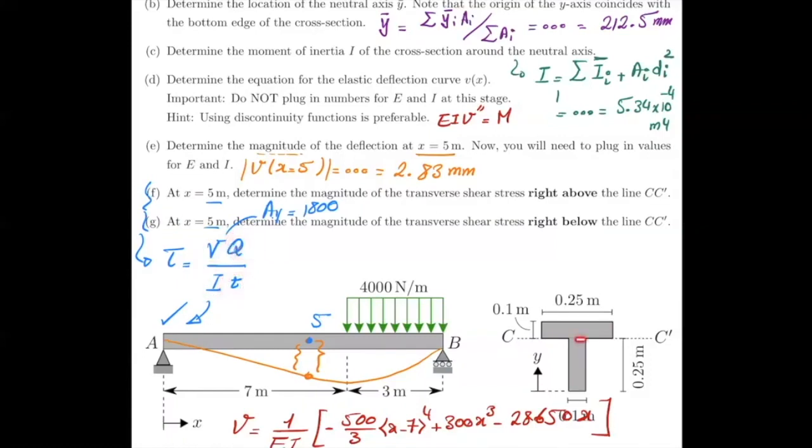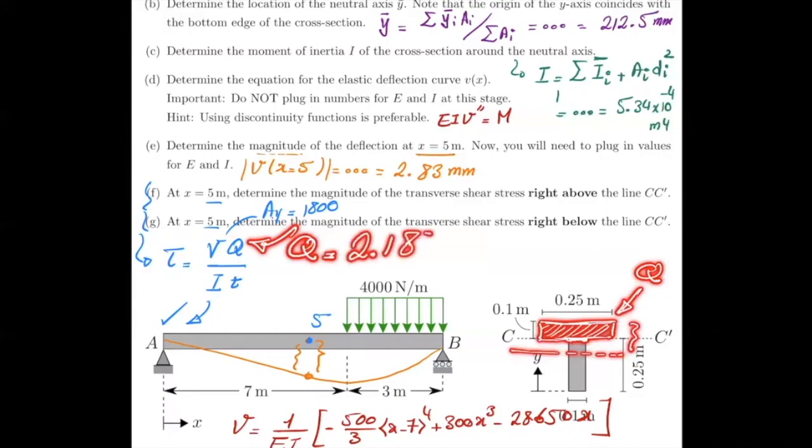Now, if you talk about this line, Q is the moment of area for the area above that line with respect to the neutral axis. So this is Q for this, whether you think about part F or part G. So for both parts, we have the same Q. And that Q, if you calculate it, it's going to be 2.18575 times 10 to the minus 3. So that is the Q that you need for both parts.